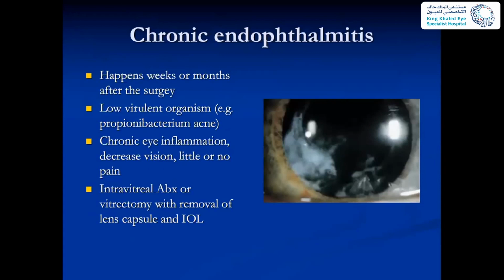Chronic endophthalmitis happens weeks or months after the surgery, and usually it is a low virulence organism, the most famous of which is Propionibacterium acnes. The patient presents with chronic inflammation after surgery that responds to topical steroid. Whenever you decrease or discontinue the steroid, the inflammation comes back. If you examine carefully, you will find some plaques on the capsule of the lens. This corresponds to the organism inside the eye. So what to do in these cases? Injection of intravitreal antibiotic or vitrectomy with or without removal of the whole lens capsule complex to get rid of this problem.